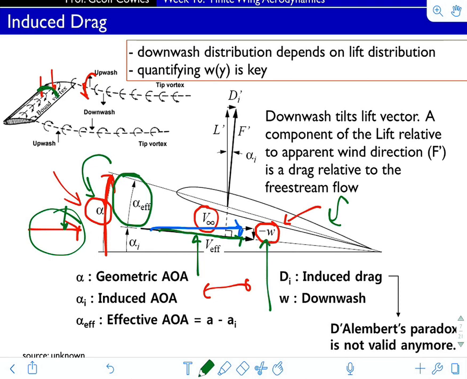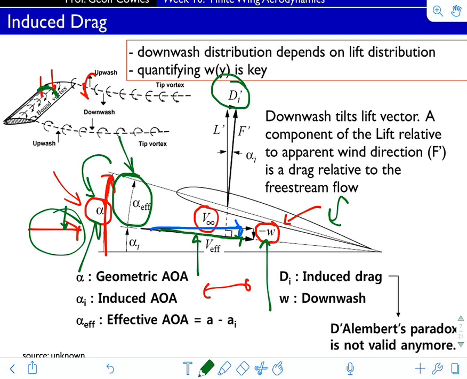So already this little section is flying technically at a lower angle of attack. The geometric angle of attack is still the same. The fluid angle of attack, or effective angle of attack, is smaller than that geometric angle of attack because of the downwash. So we've lost some angle of attack. The other thing that's happened is we've added drag.